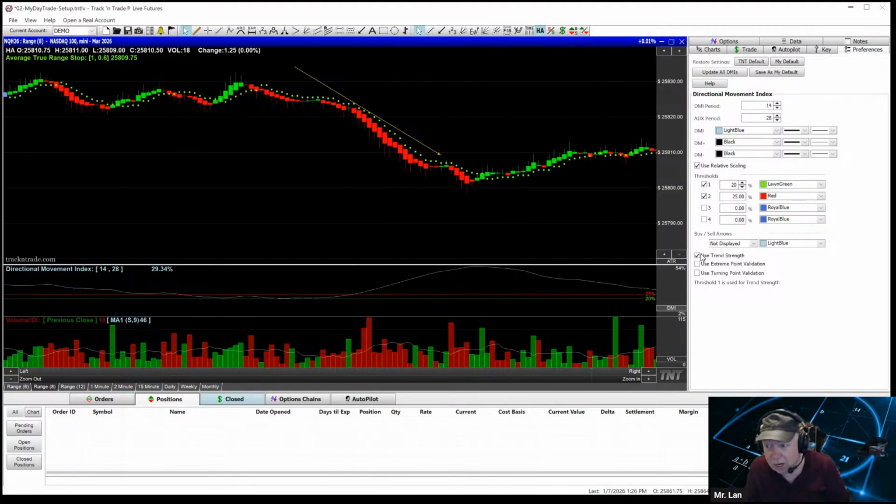Use trend strength. So that's what we're doing. We're using the trend strength, and that's all we're really interested in. We don't care about the DMI plus, the DMI minus. You might care about those, but I don't.